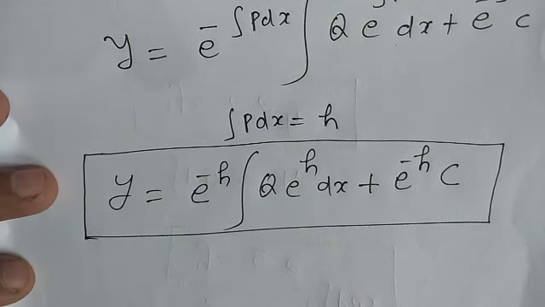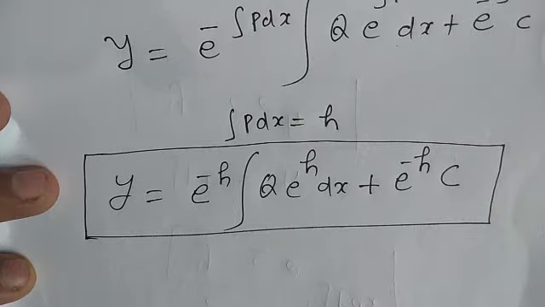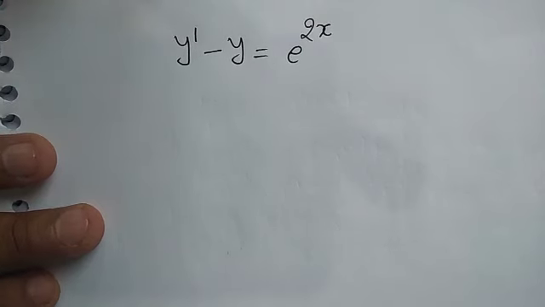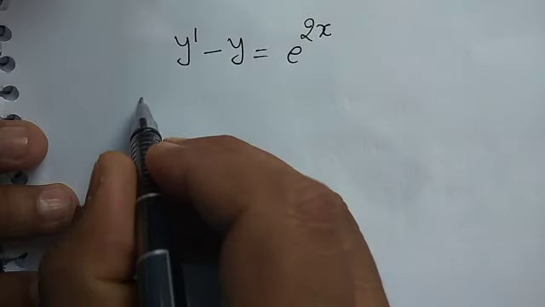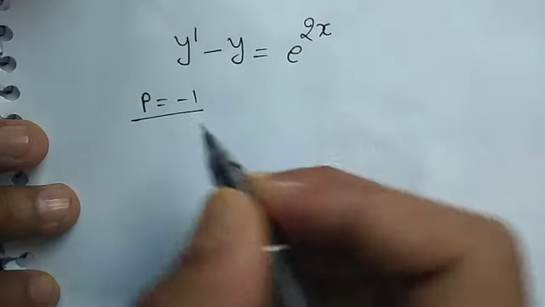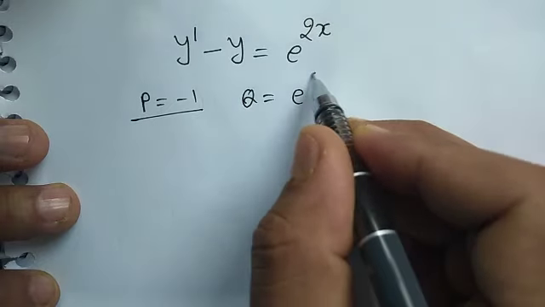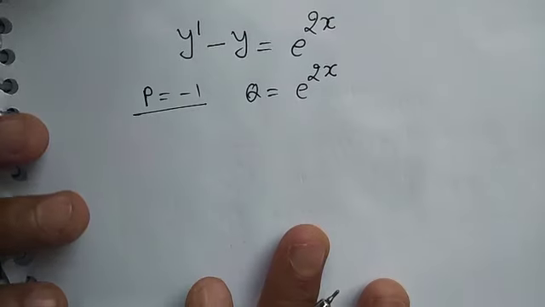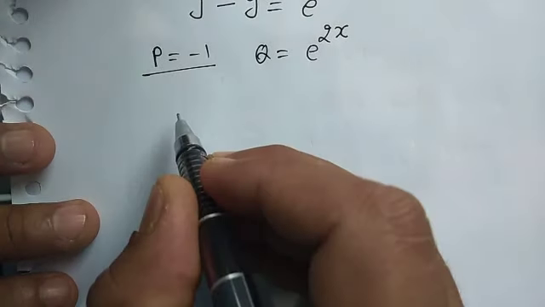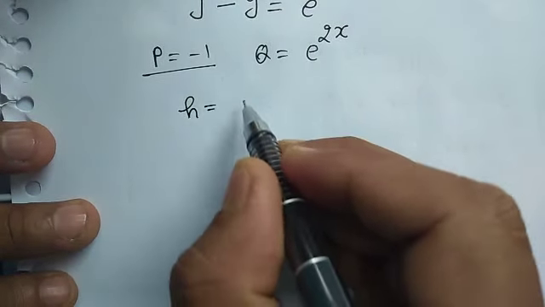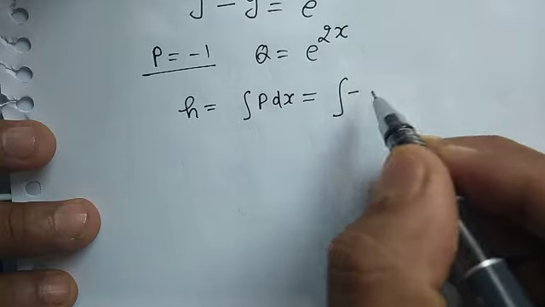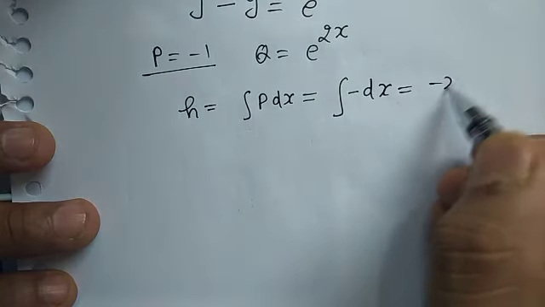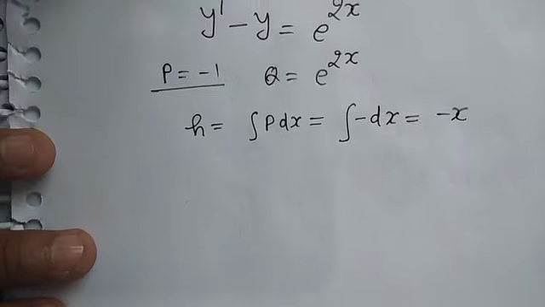So let us take one example. Let us try to solve this first order ODE: y dash minus y equals e power 2x. So here p equals minus 1 and q equals e power 2x. If you find h, h equals integral p dx, so this will be integral of minus dx, equal to minus x.